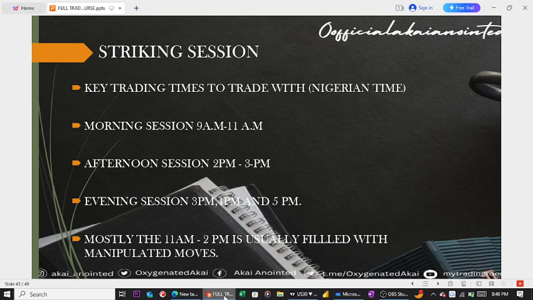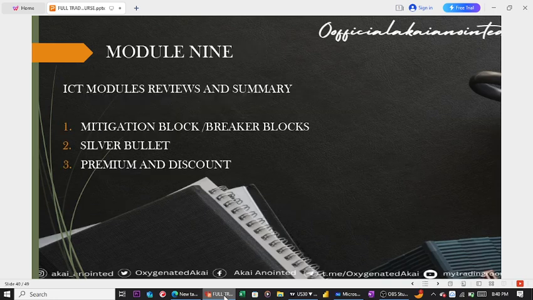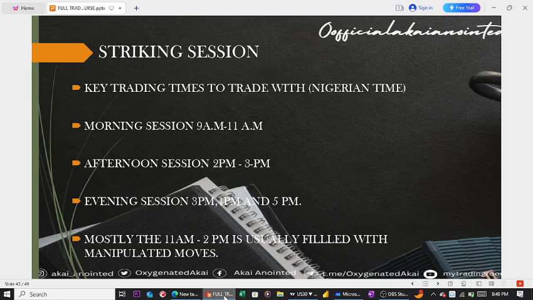So first, the striking session, which ICT calls the silver bullet. When I say striking sessions, it's a session where most volatility happens, most price movements happen.